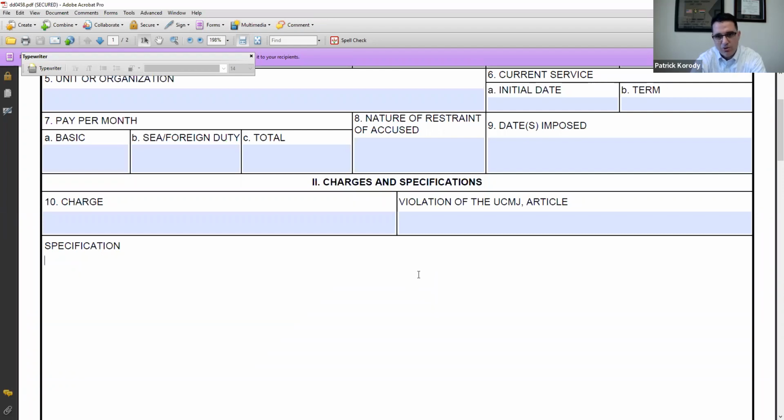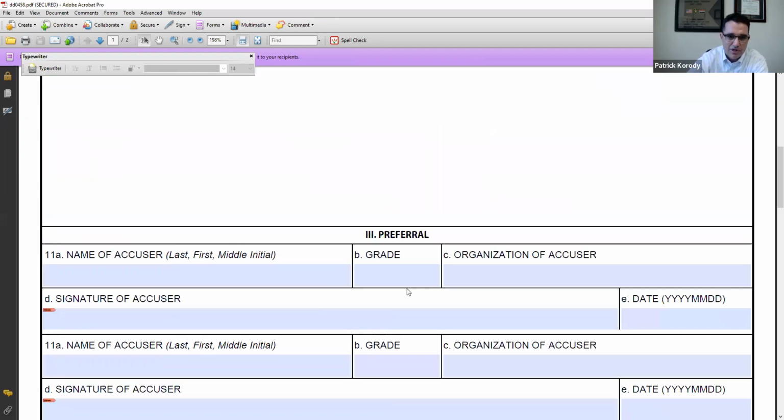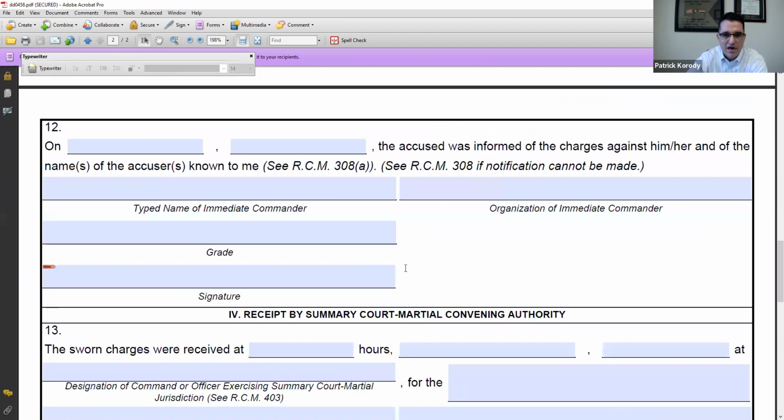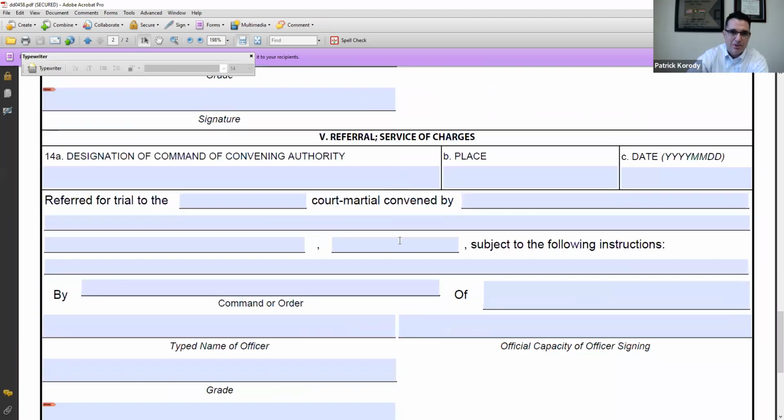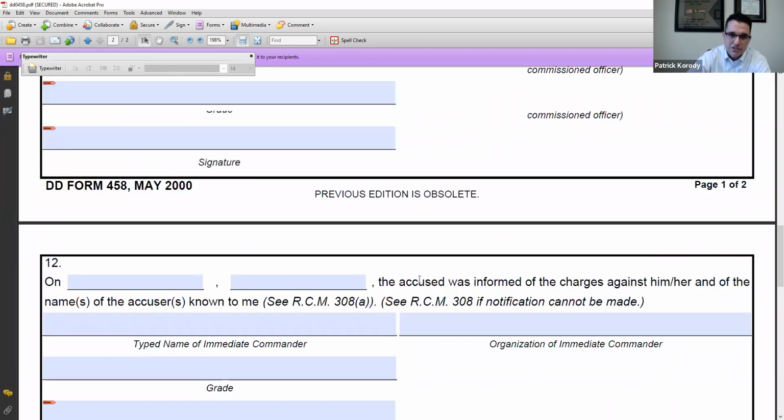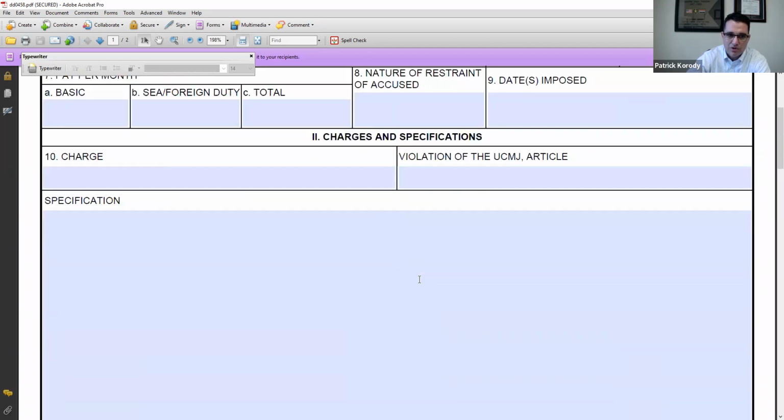And then I also often flip it over, and we'll talk about this a little later, to the referral block, which is block 5 on the second page, because that tells me what form it's going to, whether it's a summary court-martial, a special court-martial, or an Article 32 preliminary investigation, or if it's already been forwarded and referred for trial by general court-martial. So that's really where my eyes go first.